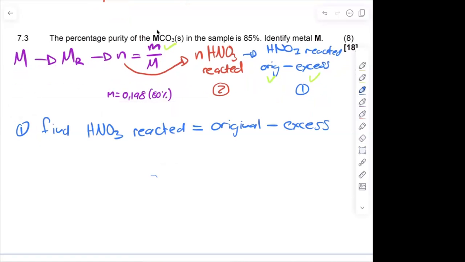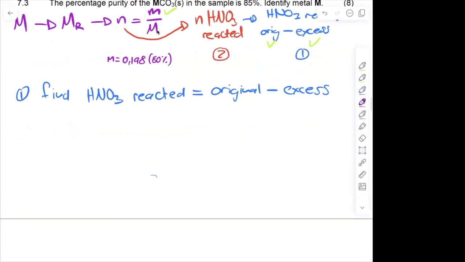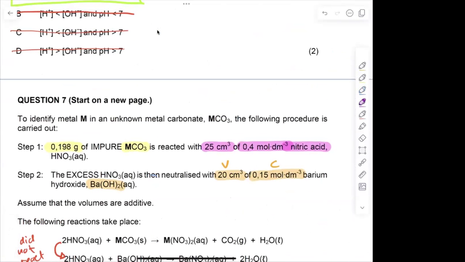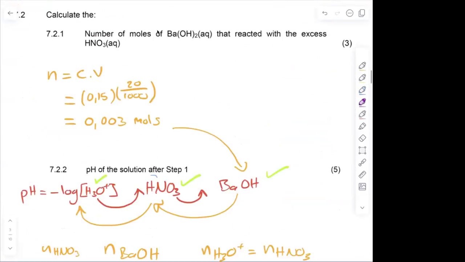Now, the original amount that was given to us in the very beginning of the question. How can we find that? We can see very much up here. So it says there we reacted 25 cubic centimeters of a 0,4 mole per decimeter cube nitric acid solution. So there we've got a volume and we've got a concentration. We can find the number of moles we had originally. So let's quickly find that one there.